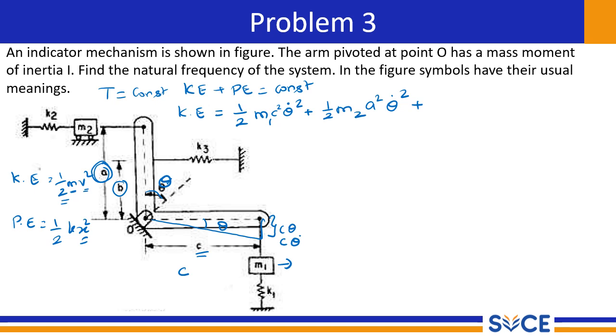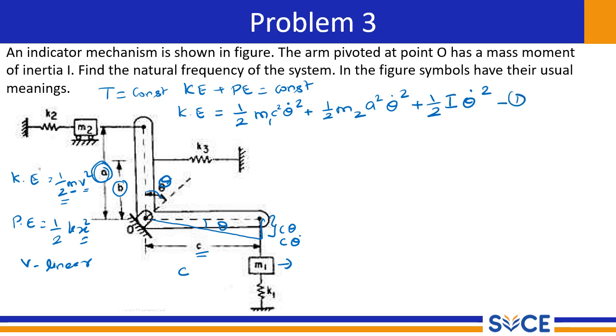Now we have to come to the indicator mechanism arm. For the arm, it is in the form of a rotation, so we cannot write it as half m v square. Since it is a pure rotational movement, mass is to be replaced with mass moment of inertia. V means linear velocity, but here it is angular velocity, so it is going to be theta dot. So half I theta dot square instead of m v square. This is the first equation, the kinetic energy equation.